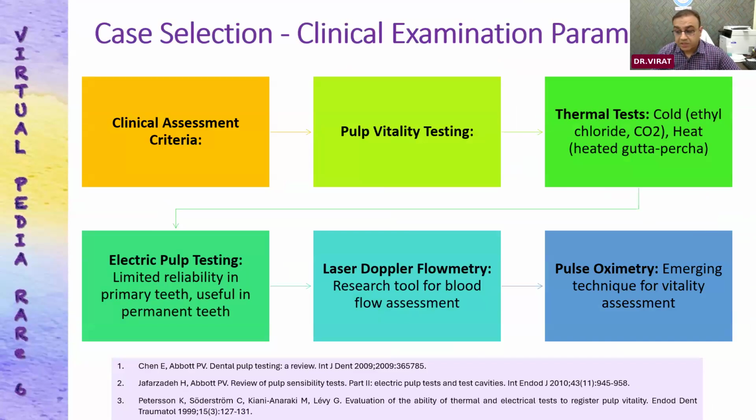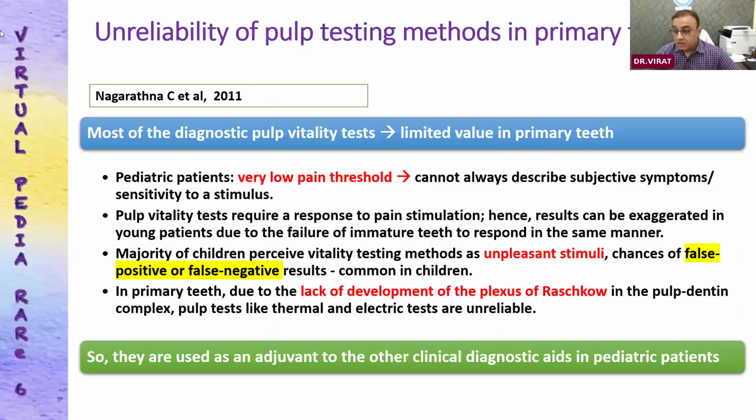Coming to the clinical examination parameters, various pulp testing modalities are present. However, laser Doppler and pulse oximetry do not have evidence and are not validated for use in primary teeth. In primary and immature young permanent teeth, most pulp vitality tests are not reliable because of the following reasons. First, pediatric patients have a very low pain threshold and cannot always describe the subjective symptoms or sensitivity to stimulus. Pulp vitality tests require a response to stimulation. Hence, results can be exaggerated in young patients due to the failure of immature teeth to respond in the same manner. The majority of children perceive vitality testing methods as unpleasant stimuli, and chances of false positive or false negative results are very common in children.